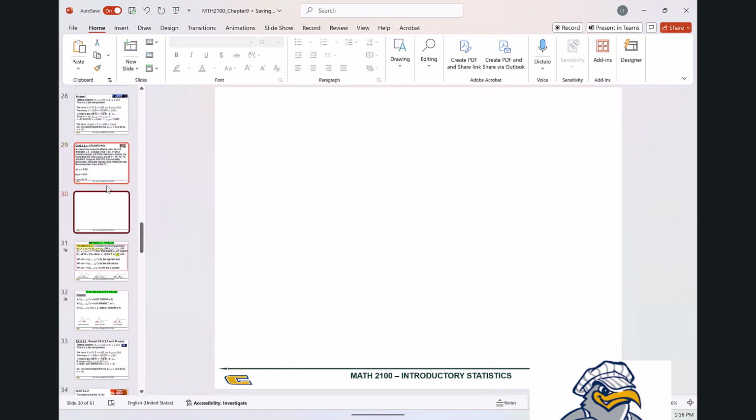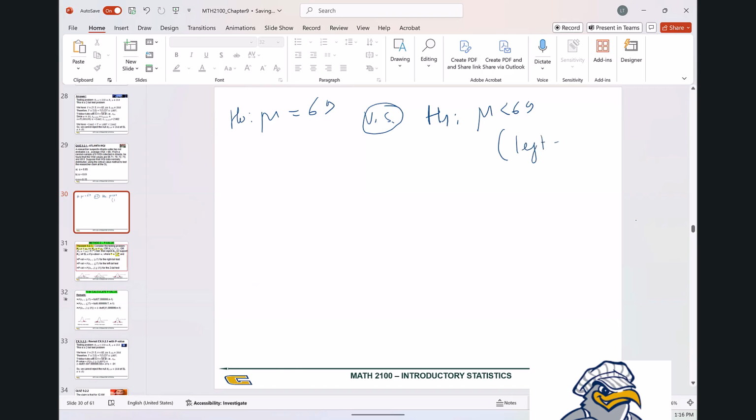First, you need to set up the hypotheses. The alternative is HA: mu less than 69, versus the null H naught: mu equals 69. You're testing for the mean mu, and this is a left tail test. It's important to know whether it's a left tail, right tail, or two tail test, because the decision region will be different.